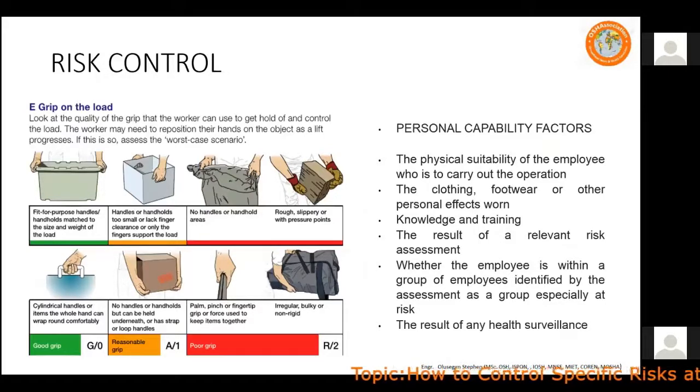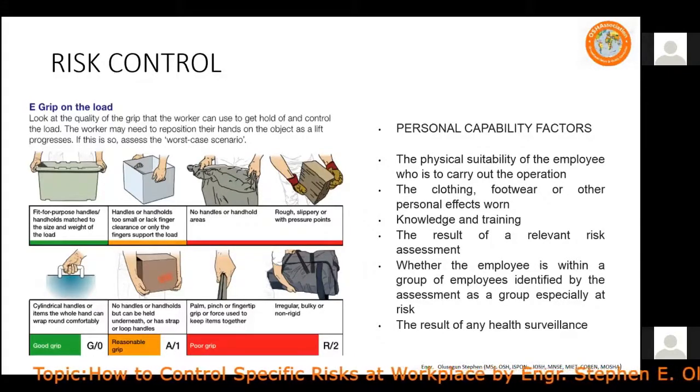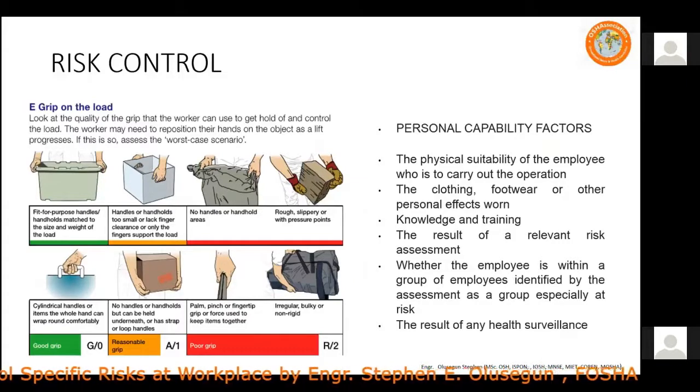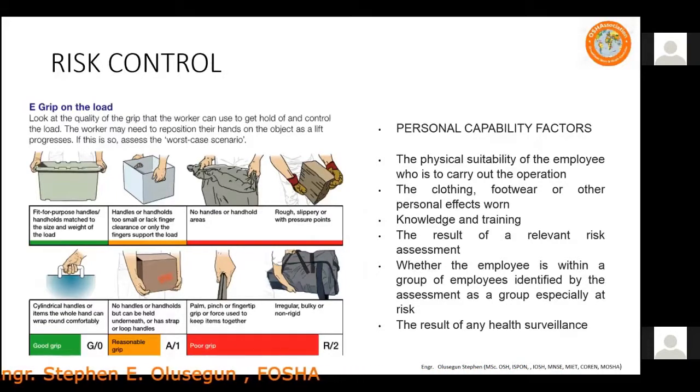Because it's gripping it, it has a grip. It has something it can grip. Then it is good. It is green. And then here, because it does not have a place to even grab, it's just struggling to grab somewhere there, is already an amber. And then here, there are no handles or handhold areas.